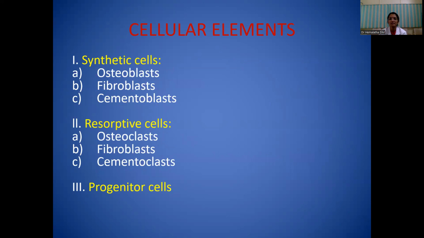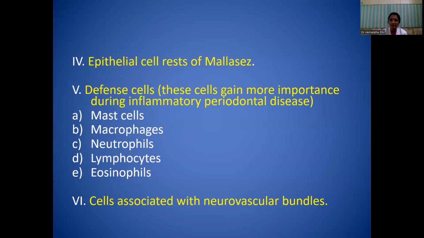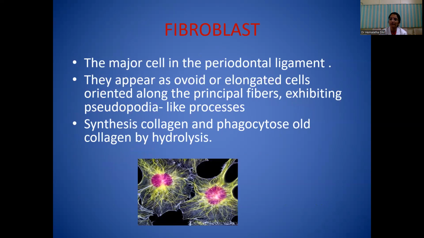The cellular components are the synthetic cells, that is the osteoblasts, fibroblasts, cementoblasts, the resorptive cells, osteoclasts, fibroblasts, cementoblasts, and the progenitor cells. The epithelial cell rests of Malassez, the defense cells which gain more importance during inflammatory periodontal disease conditions, which are the mast cells, macrophages, neutrophils, lymphocytes and eosinophils, and cells associated with the neurovascular bundle.